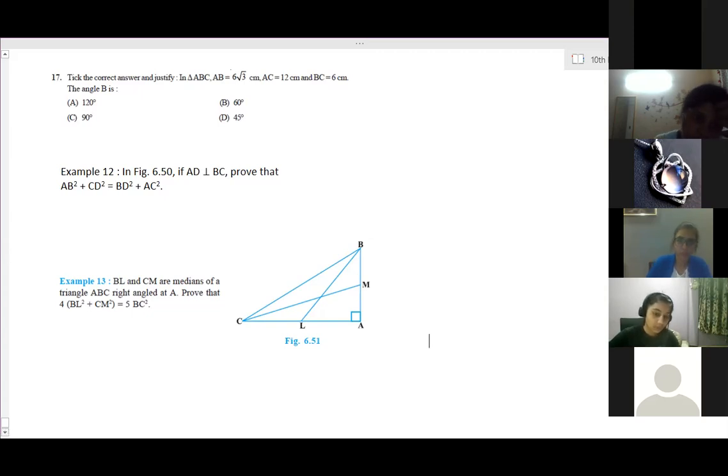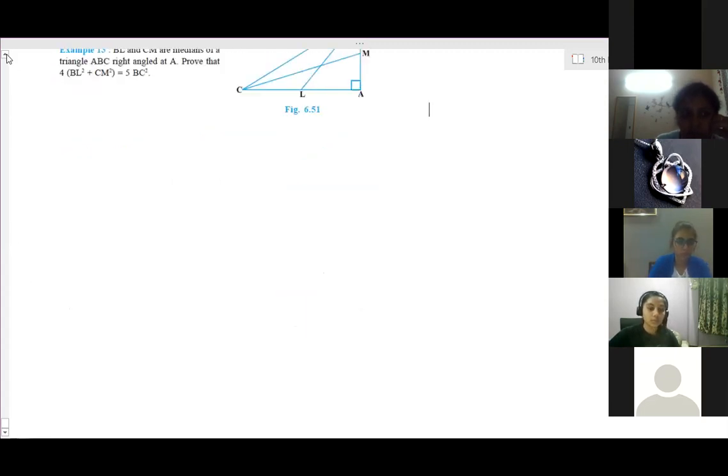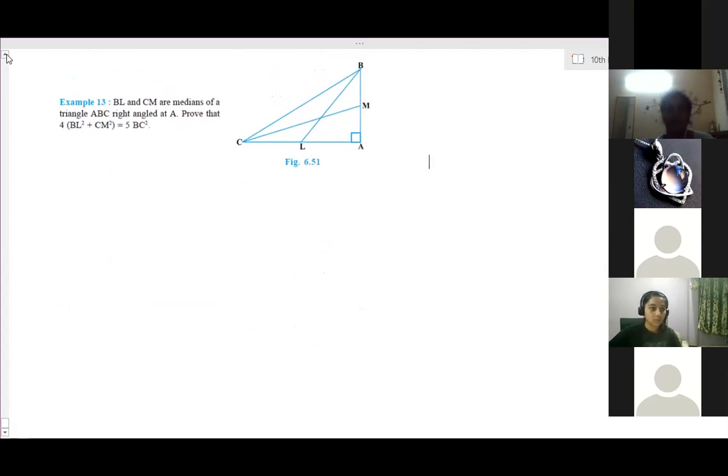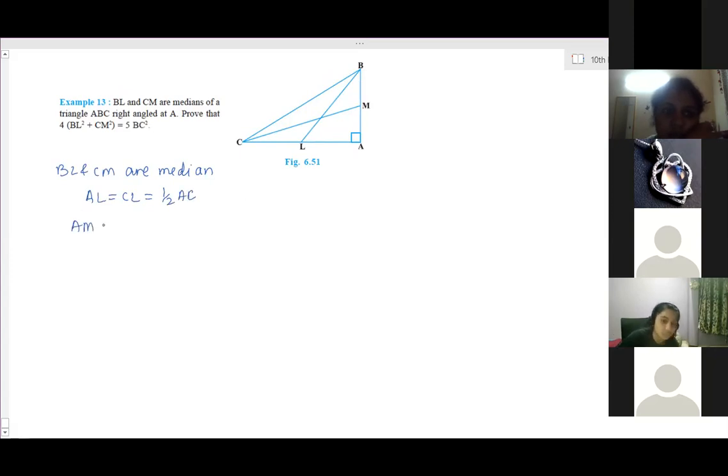In this one, find the value of BL square, then CM square, and then BC square. All three right triangles, use it first. Use Pythagoras theorem to find the value of all those. And BL and CM are medians. So BL is a median. What does that mean? CL equals AL. So AL is equal to CL, that is half of AC, and AM is equal to BM, that is half of AB.